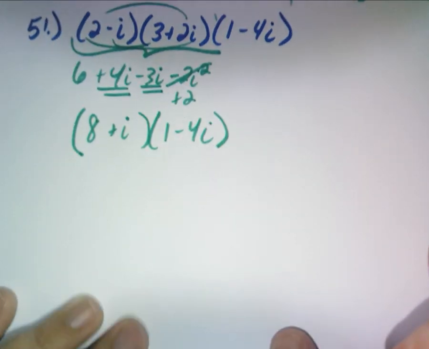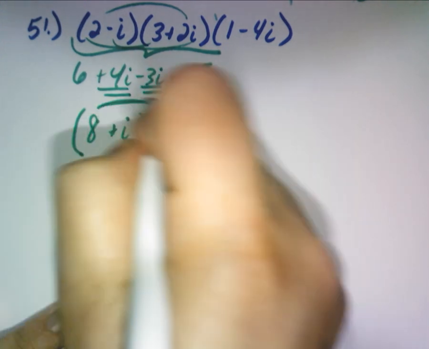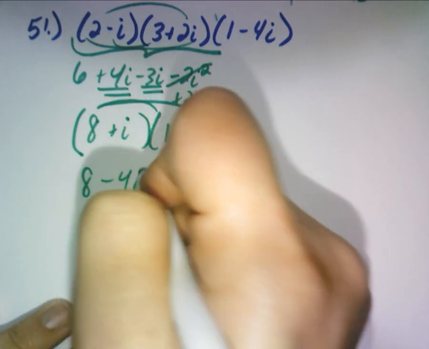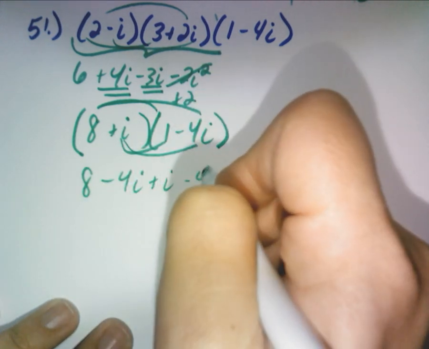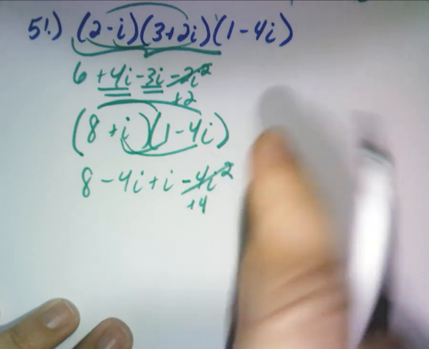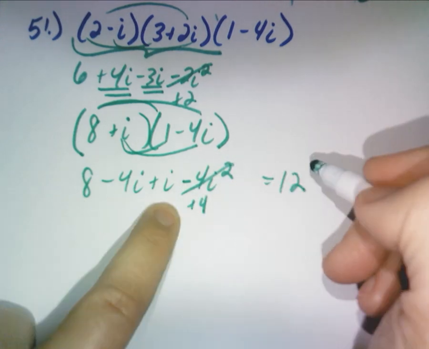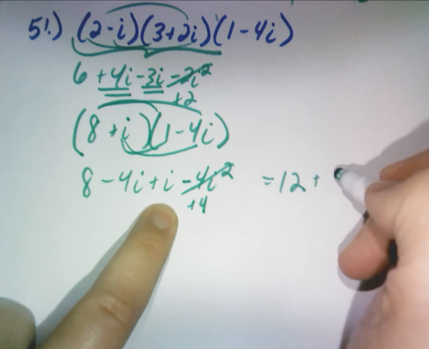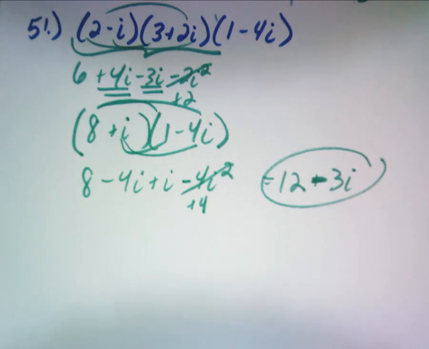Okay, so then we do FOILing again, 8 times 1 is 8. 8 times negative 4i is negative 4i. That becomes an i. And that becomes a negative 4i squared, which is really positive 4. Positive 4 goes with 8. That's 12. Negative 4i and 1i is 3i. Hopefully that was the answer.